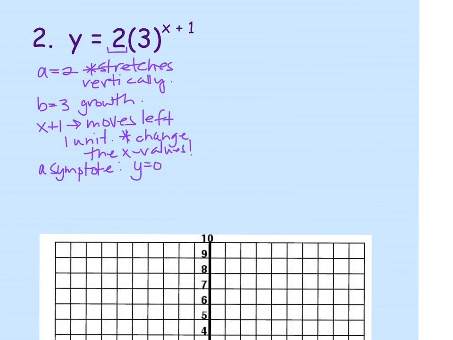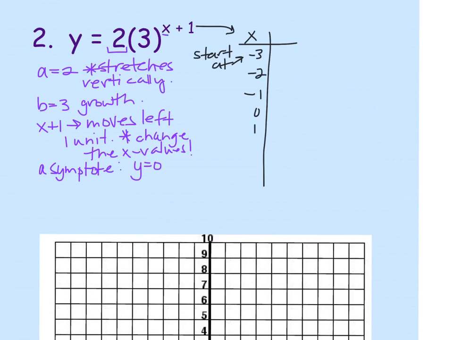Over on the right, when we create our table, since the x plus 1 is going to move everything 1 unit to the left, instead of starting at -2, I'm going to start at -3. So I'm just going to write start at -3. And then we'll go -2, -1, 0, 1, and I think that's going to give us plenty of values. So still the same number of points that we had last time. We just shifted everything 1 unit to the left. All right, so plug everything in for x, and then we'll see what we get for our outputs.